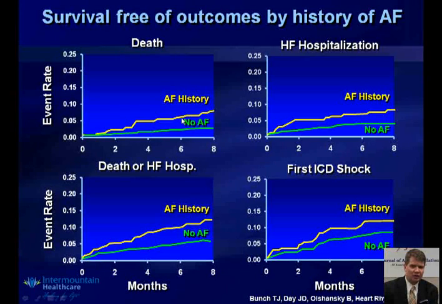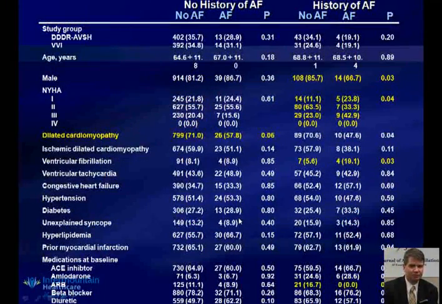These are the Kaplan-Meier graphs looking out to 8 months and by atrial fibrillation history. And what you can see is an early separation by a history of arrhythmia in risk of death, heart failure hospitalization, first ICD shock, and the composite of the 2. And probably, as a care provider, the most concerning part is that the lines continue to diverge based on this history alone over the complete study period.